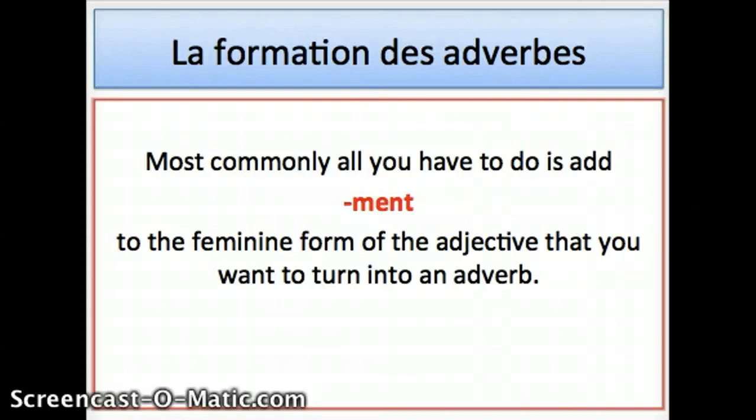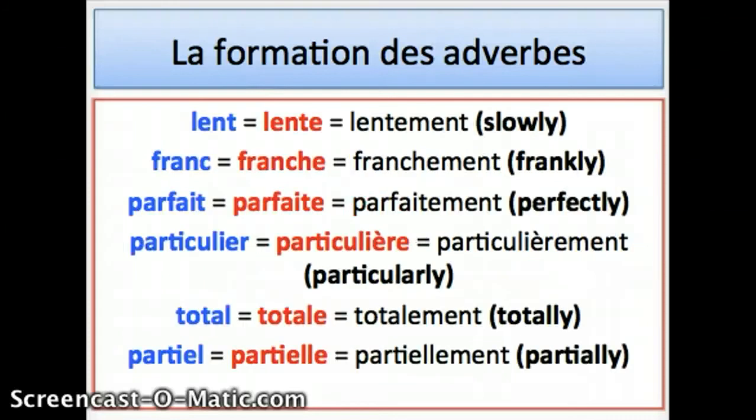Most commonly, as I mentioned, all you have to do is add ment to the feminine form of the adjective that you want to turn into an adverb. So this is going to be very important because you're going to have to take the masculine form of the adjective and change it, first of all, into the feminine form. Let's look at some examples. If you have a masculine adjective like lent, which means slow, first we're going to make it into the feminine form, which is lente. All we had to do was add an e to the end of it. After we do that, you just add ment, and you have lentement, which means slowly. So the ment works a lot like ly in English.